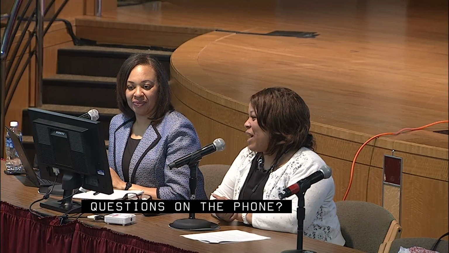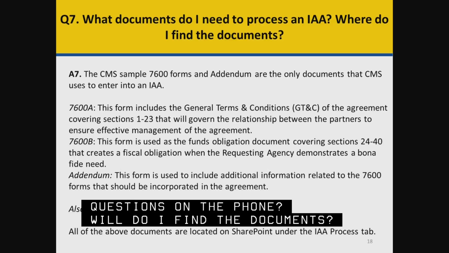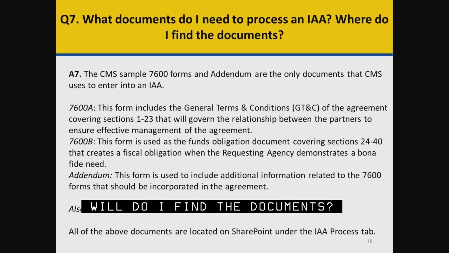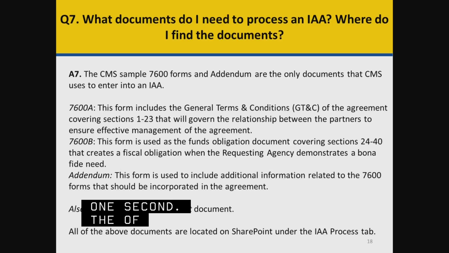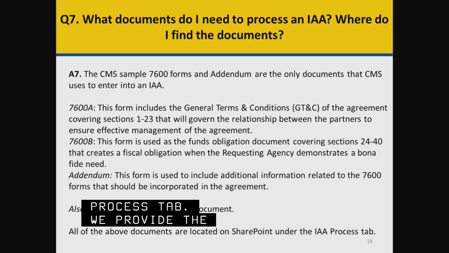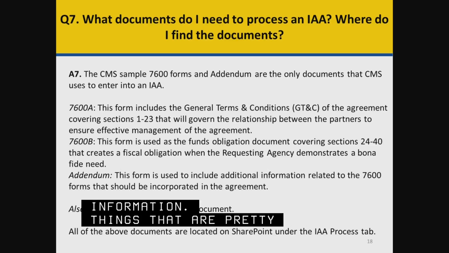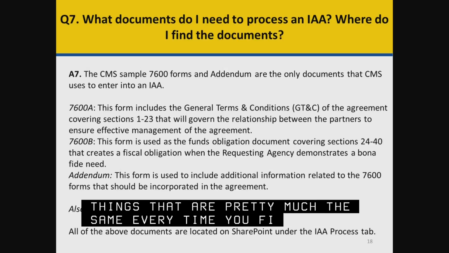Okay, question 7. What documents do I need to process an IAA, and where do I find the documents? One second. The CMS sample 7600 forms and addendum are currently under the IAA process tab. We provide the documents as sample document forms, which have pre-populated CMS information, and things that are pretty much the same every time you fill out the document, so that you won't have to remember some of that. You can just fill in what's needed related to your specific requirement.